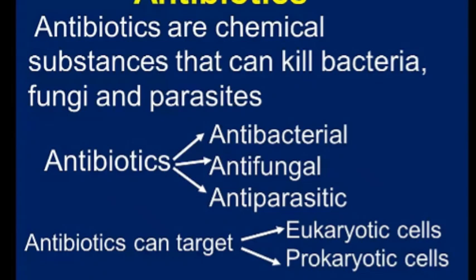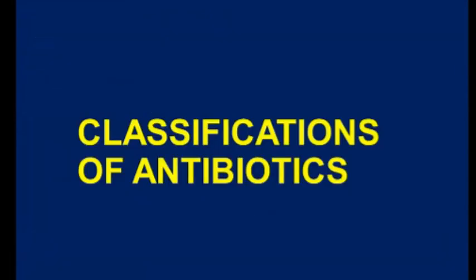Antibiotics target eukaryotic cells and prokaryotic cells. This is the part of the cell they target in order to either inhibit multiplication of the organism or kill the organisms. Antibacterials focus on the prokaryotic cells, while the others focus on the eukaryotic cells.